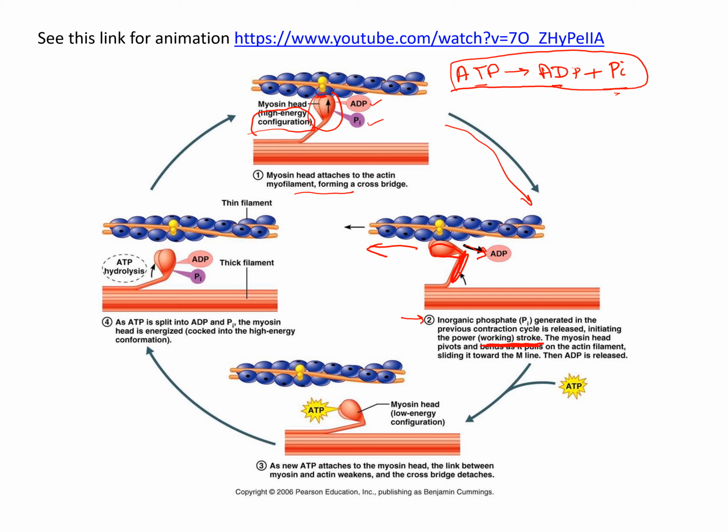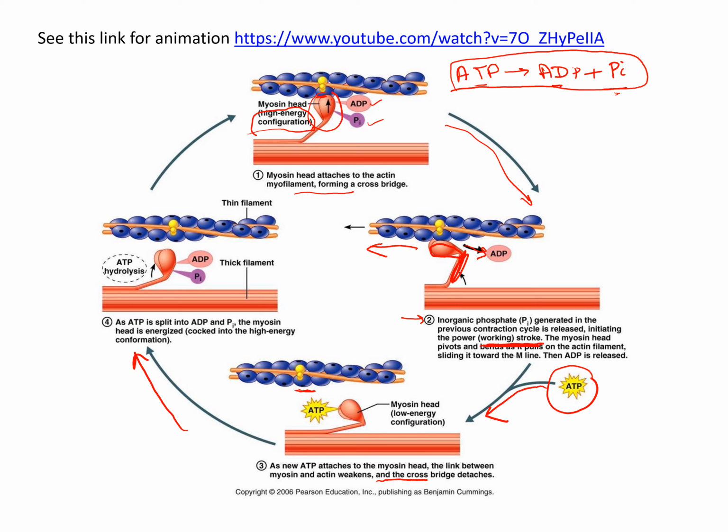After the myosin changes shape, another molecule of ATP binds to the myosin head, and this causes the release of the myosin head from the actin filament. This is called the detached phase, because the myosin head detaches from the actin when ATP binds to the myosin.